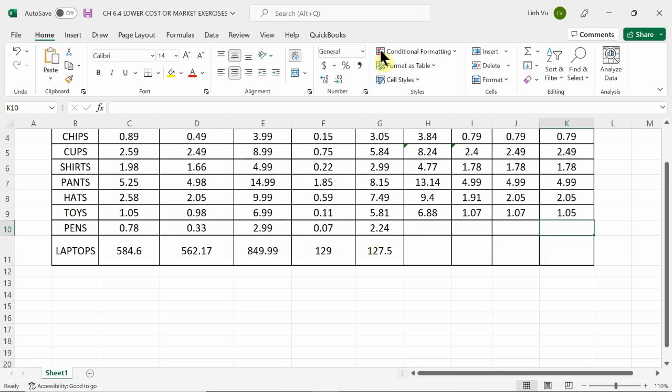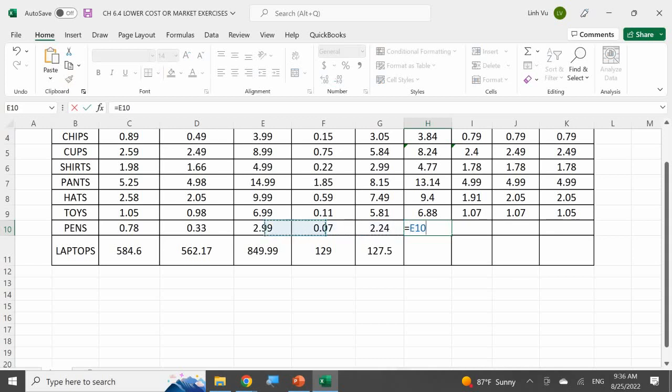So 2.92, and 68 cents. So let's compare 33 cents, 2.92, and 68 cents. 68 cents. So therefore, which one's lower? 78 cents or 68 cents? 68 cents is lower.